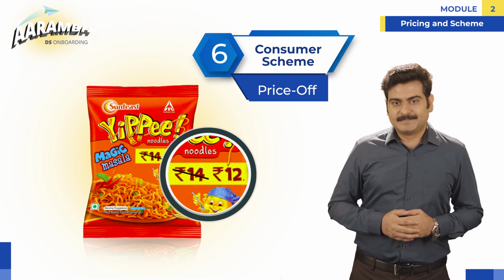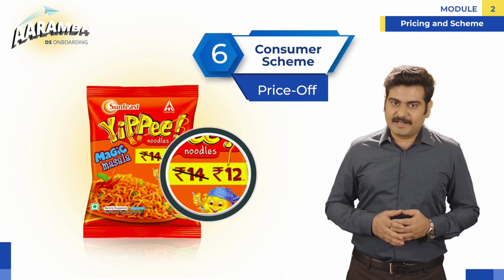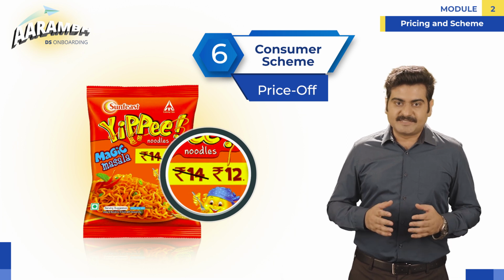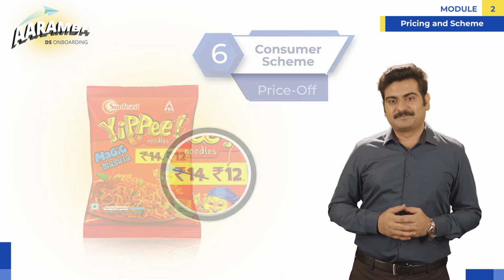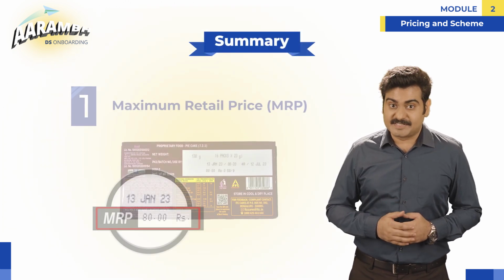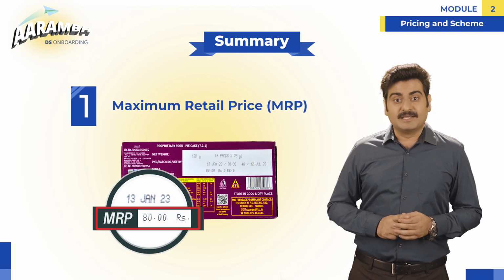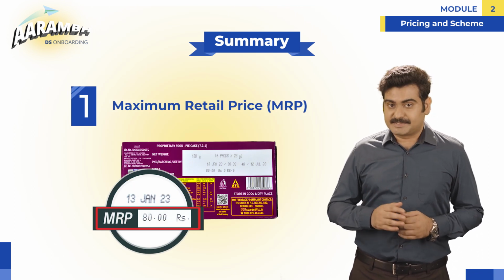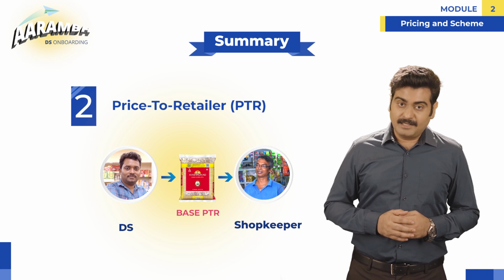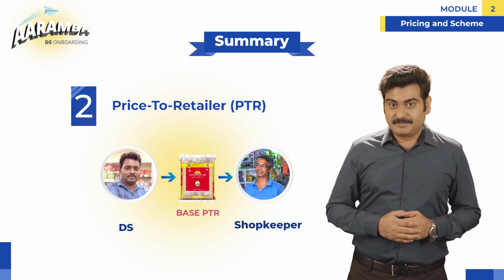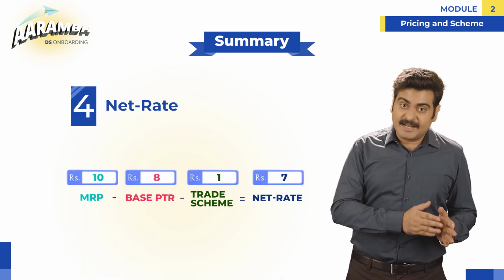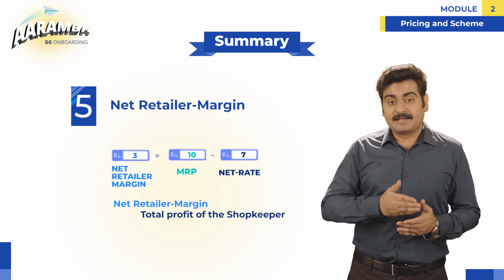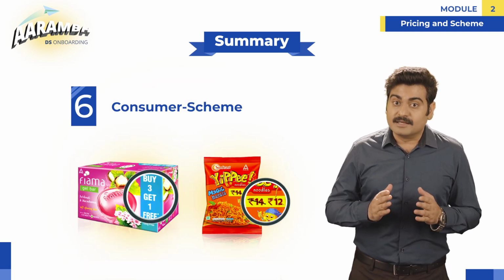And with this, we have come to the end of our second video, pricing and scheme. In this video, you have learned MRP means maximum retail price. PTR means price to retailer. Trade scheme, net rate, net retailer margin, and consumer scheme.